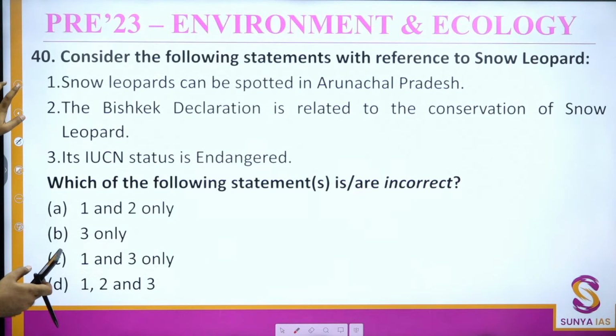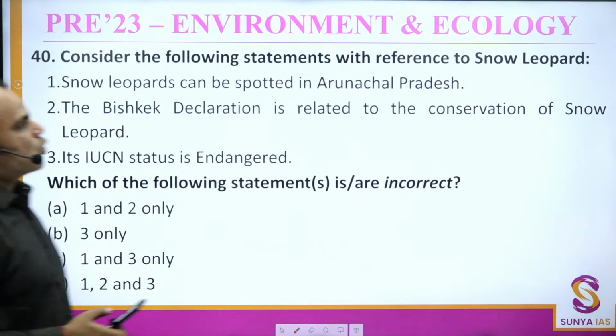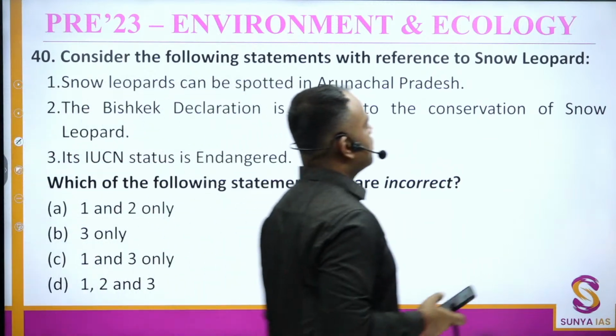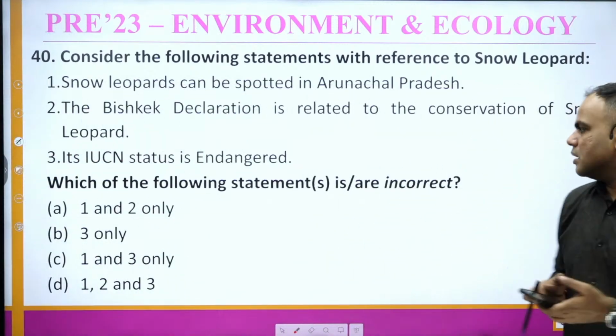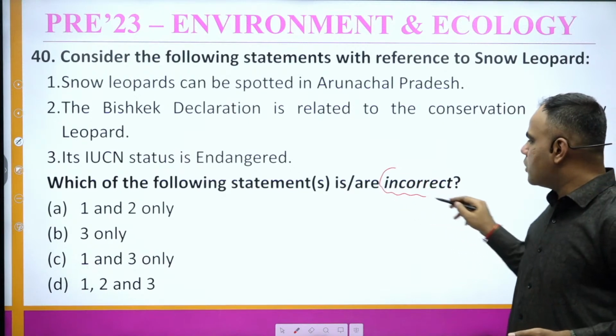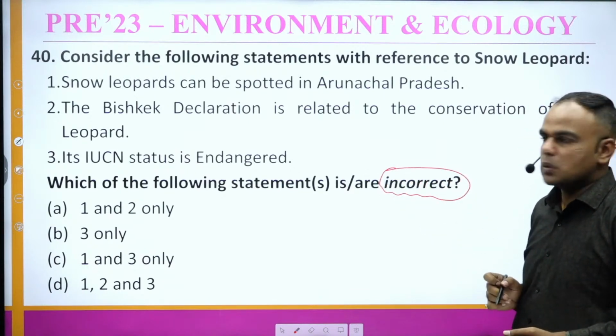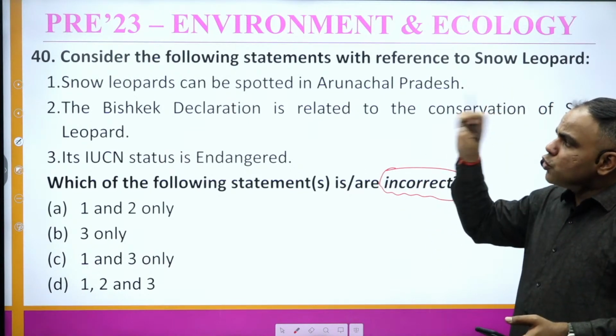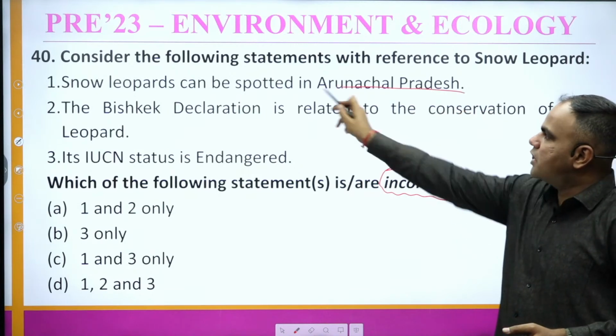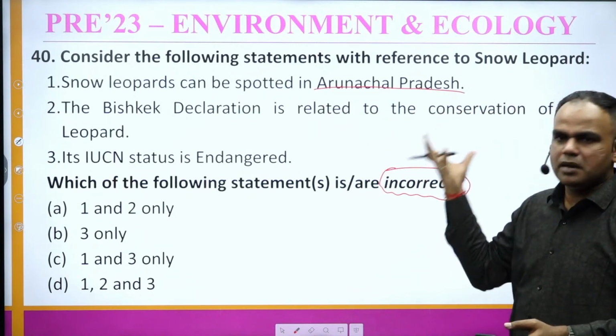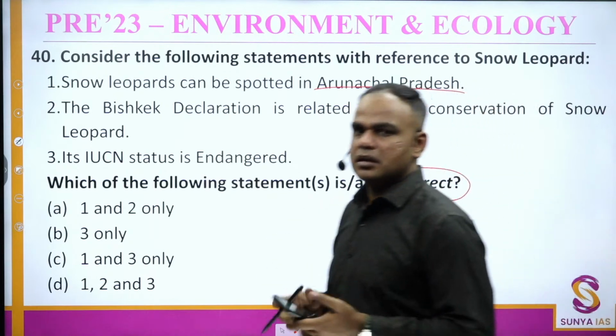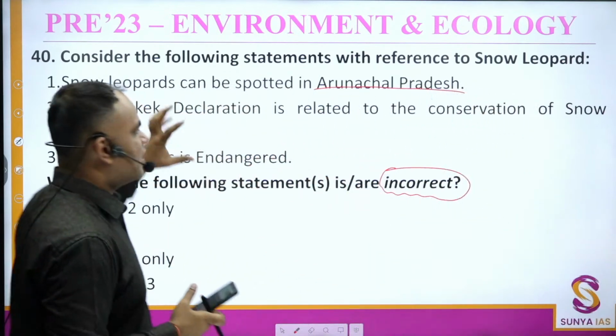Moving on now. Next, question number 40. Now this question is with respect to the snow leopard. Again, please see, this is talking about what is incorrect. Snow leopards can be spotted in Arunachal Pradesh. Yes, you can see them. You can also see them in Sikkim. You can see them in, let's say, parts of Ladakh as well.